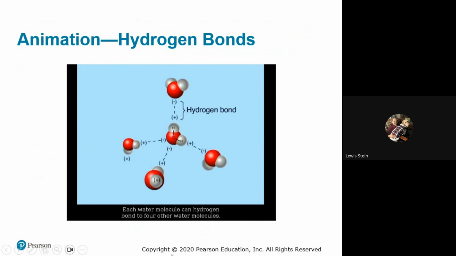Here. And they're super important. Each molecule can hydrogen bond to 4 other water molecules. A hydrogen bond is weak and lasts only a tiny fraction of a second, but it takes a lot of energy to overcome the combined attraction of many hydrogen bonds. This explains water's great capacity to store heat, its high boiling point, surface tension, and several other unusual properties.